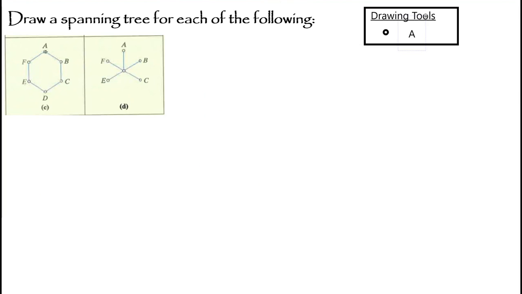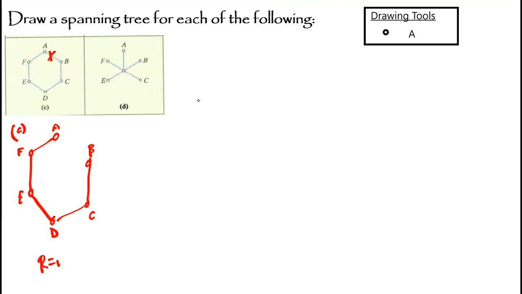Here we have an easy one. It's a simple circuit. Take one edge away, and we have a tree then. And here for part D, D is already a tree. The redundancy is 0.